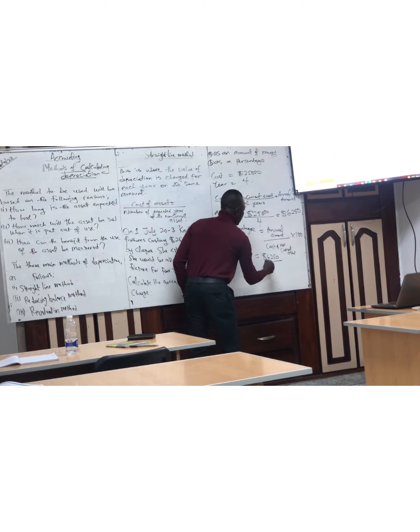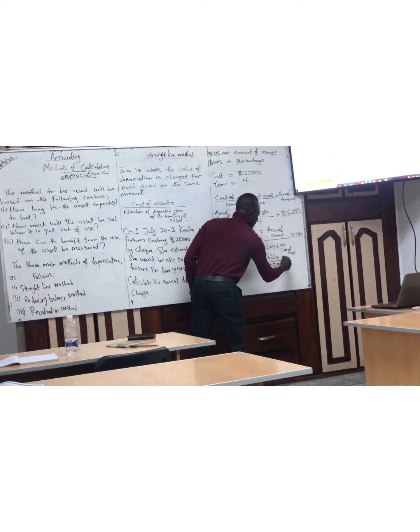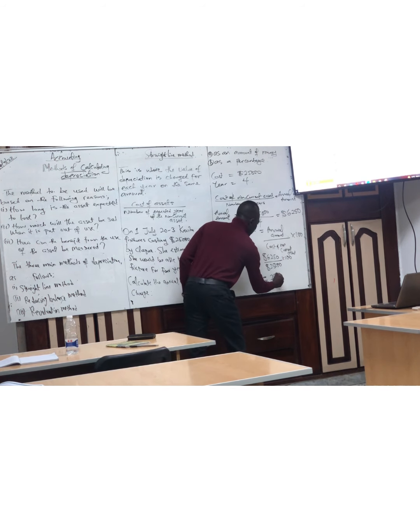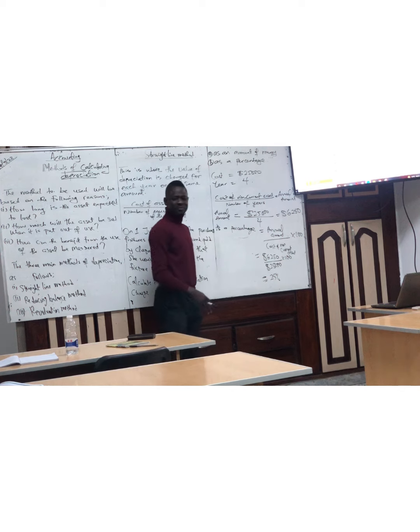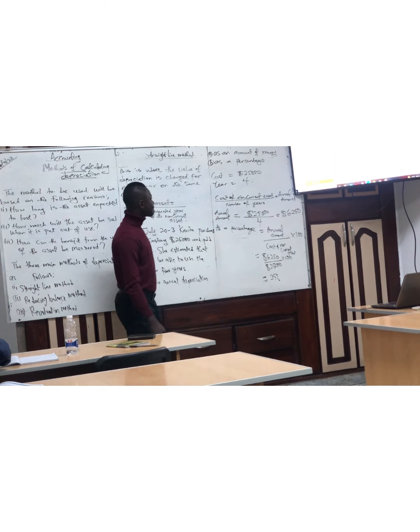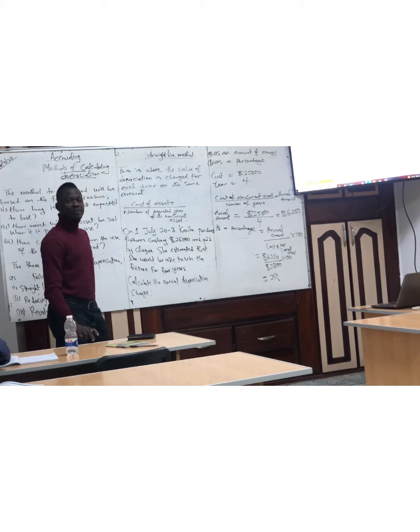So as a percentage, it will be the annual amount, which is 6,250 over 25,000, which is the cost, times 100. What does that give you? The total is 25%. Yes, sir, 25%, right? Yes.